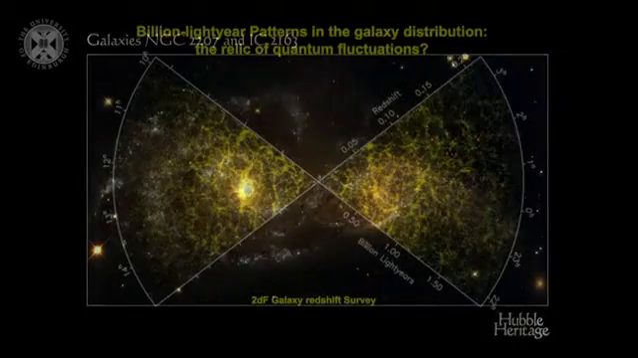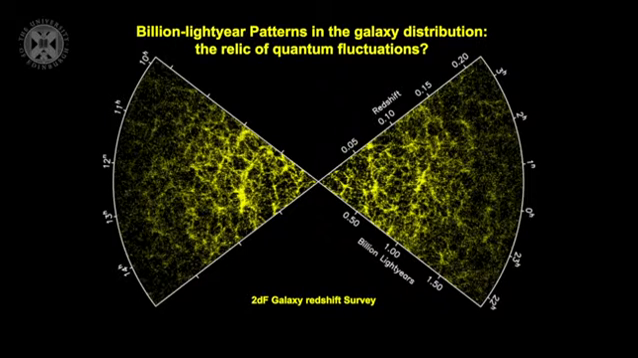And if we look on a larger scale at a map of the distribution of the galaxies in space, we can see patterns in them that are hundreds of millions of light years across. And these, as far as we can tell, are the residue of these amplified quantum fluctuations that existed in a time when the vacuum energy was much larger than today.